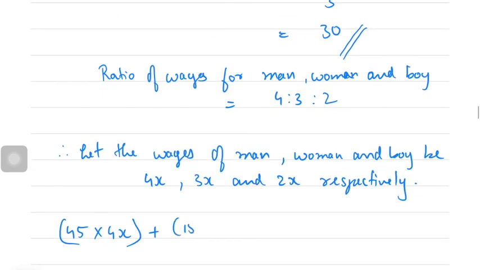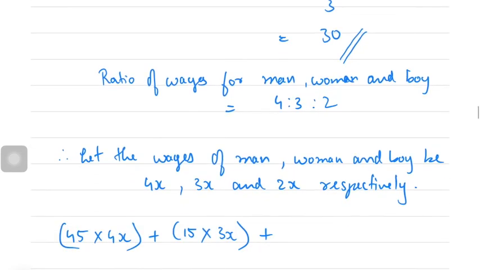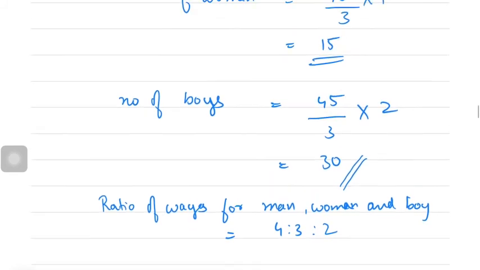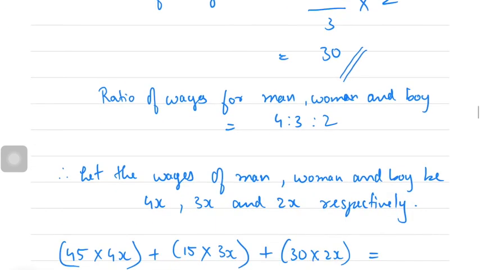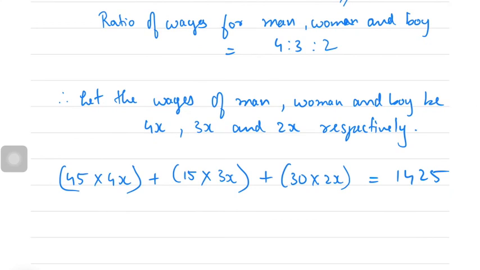Plus there are 15 women. So 15 women and their salary is 3x. So 15 into 3x. And for boys, there are 30 boys. So 30 boys into 2x, because per boy the wage is 2x. So, and the total is given as 1425. So this is the equation.